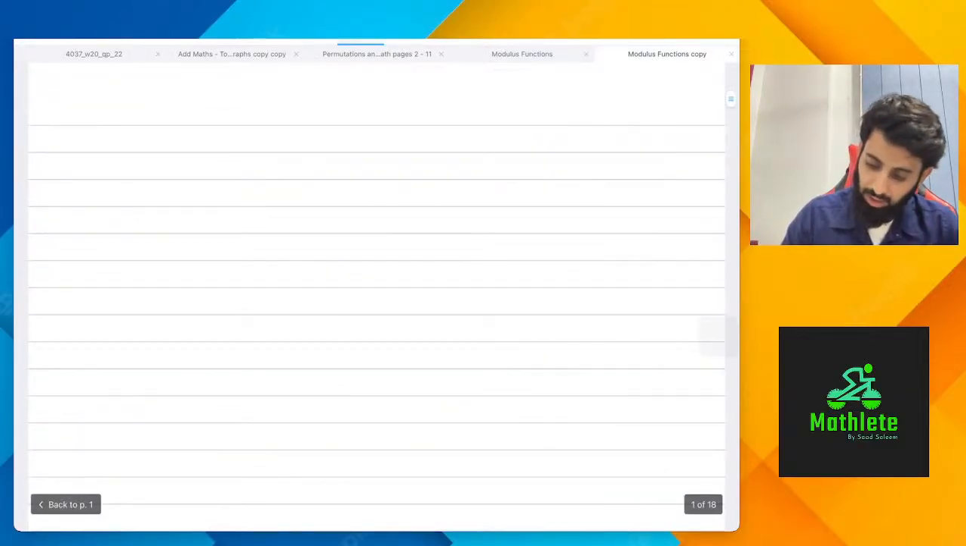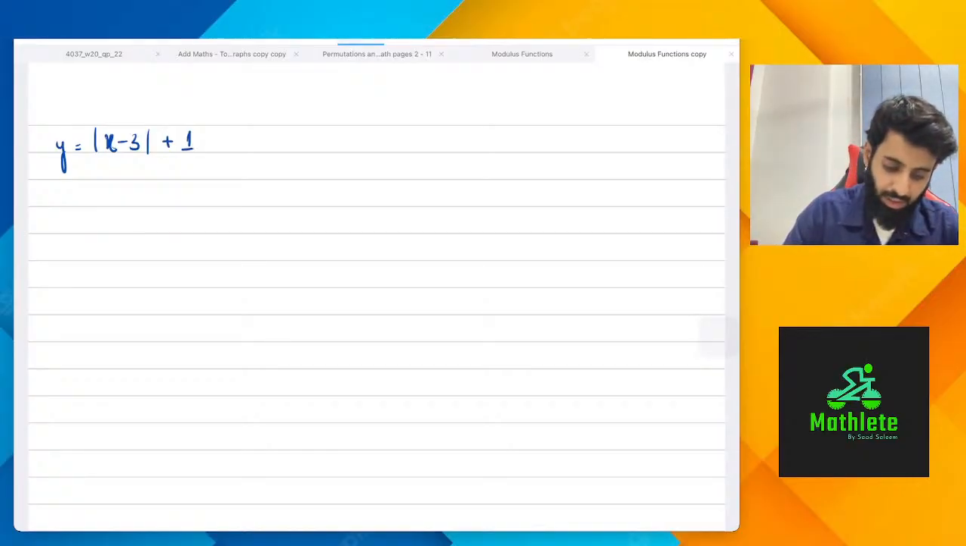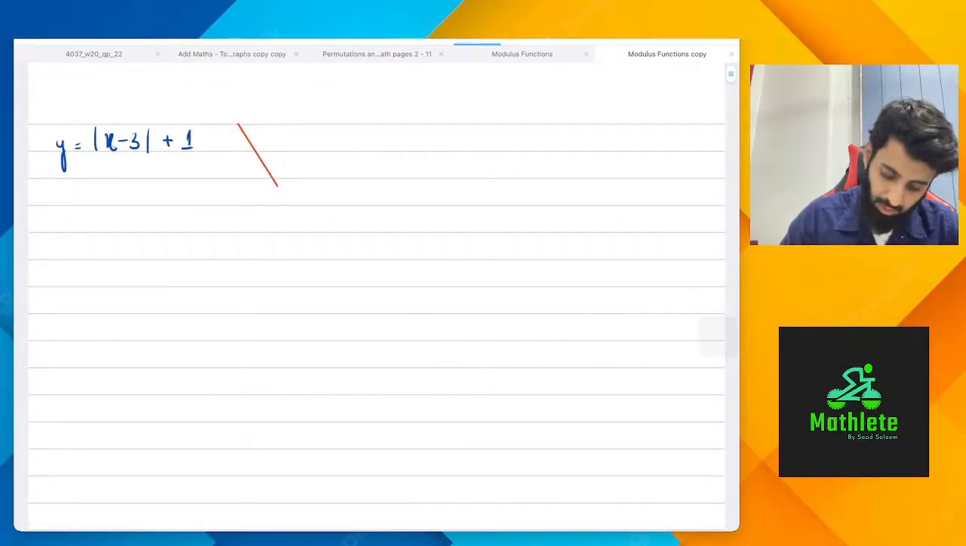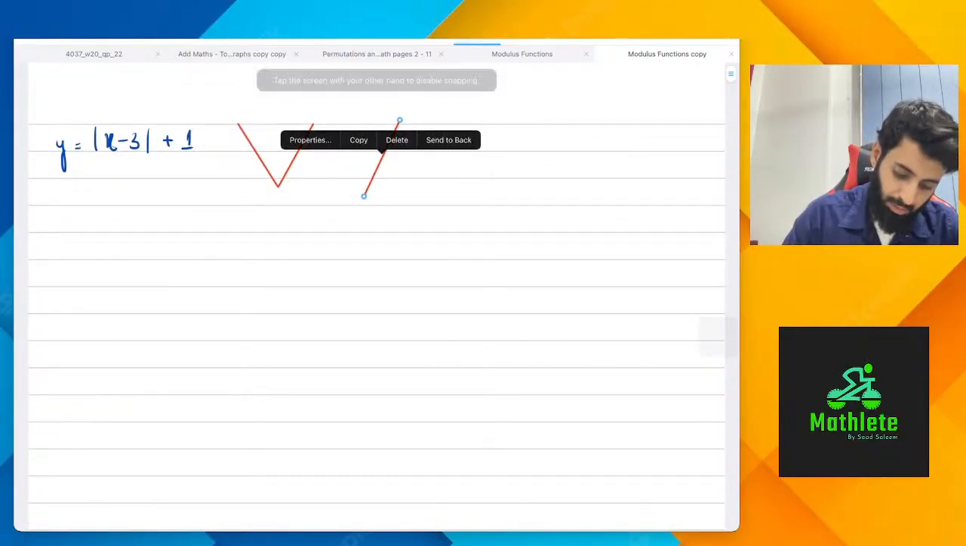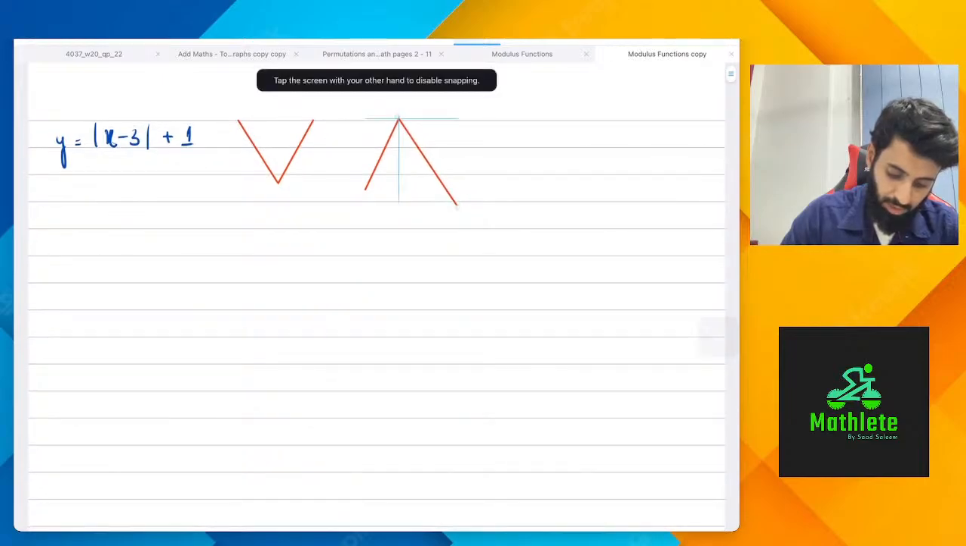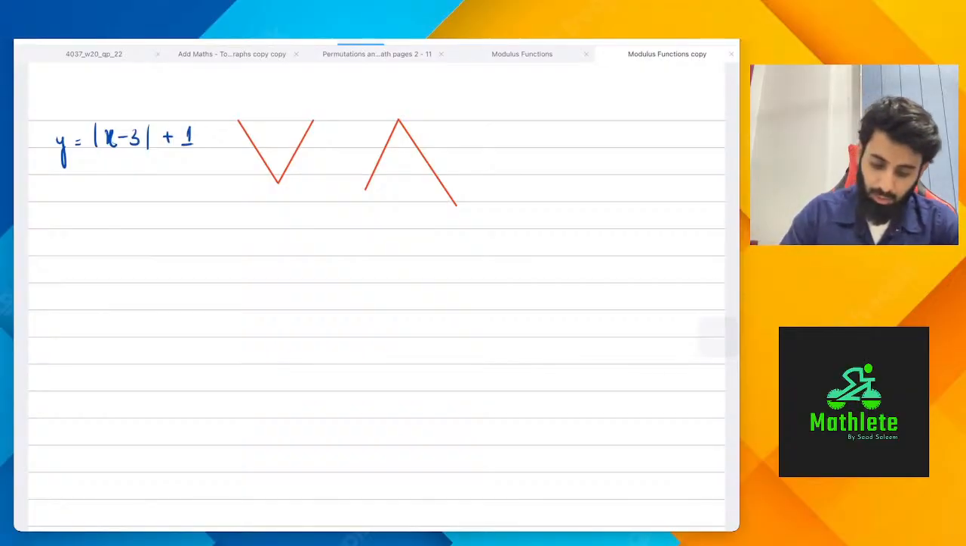Okay, now let's say you have to draw y equals the absolute value of x minus 3, plus 1. Do bear in mind that any linear absolute graph is going to be either something like this, or it's going to be something like this. It's going to be either like a normal V, or it's going to be like an upside-down V.